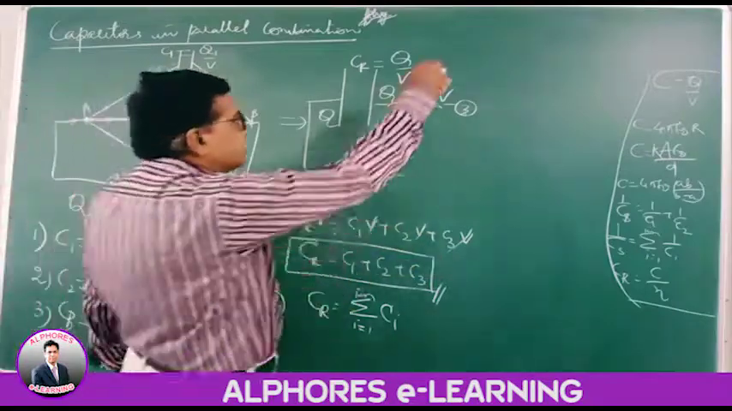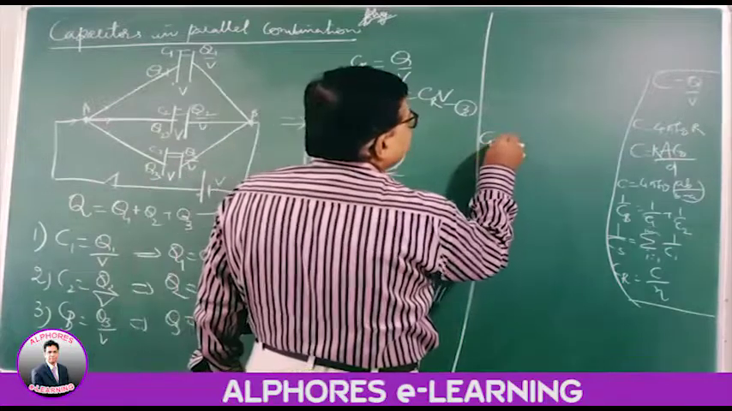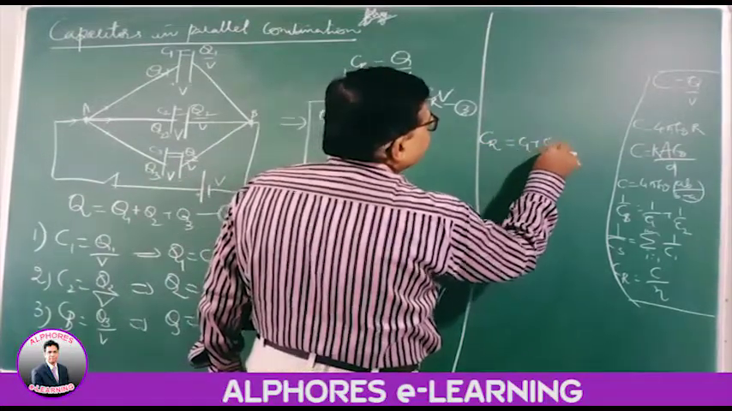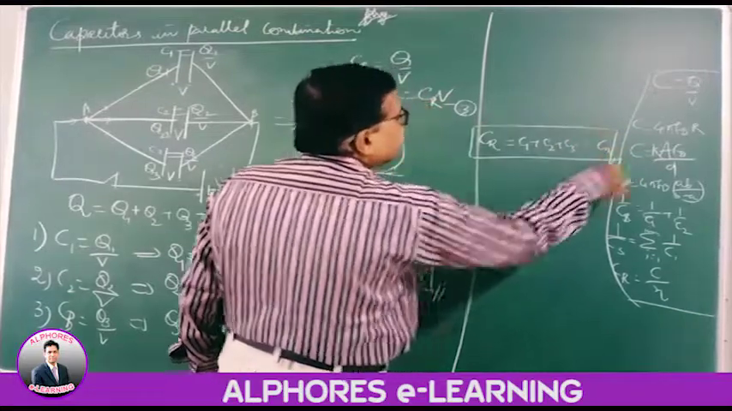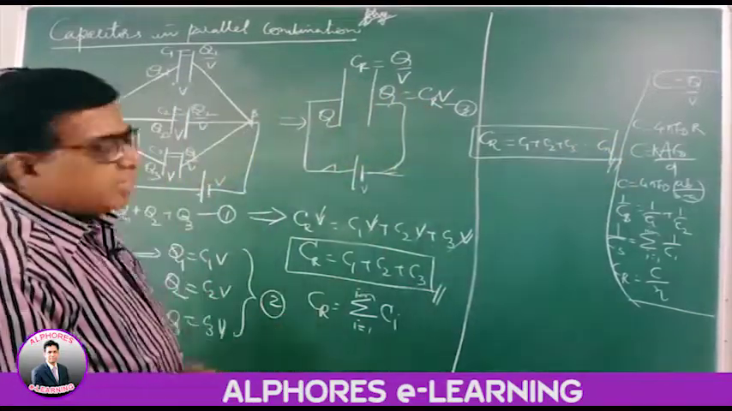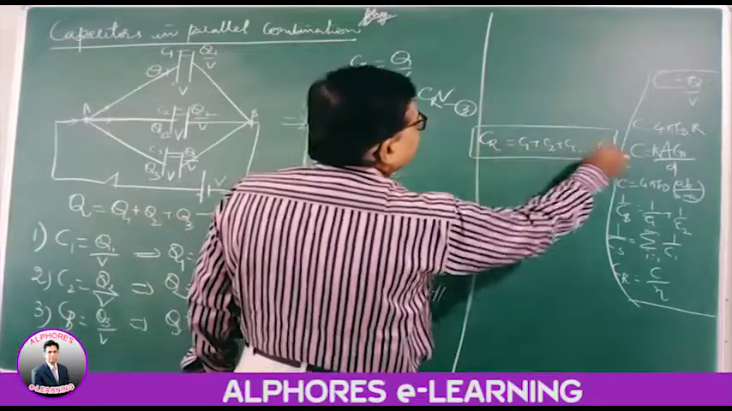If there are n such capacitors connected in parallel, then the resultant capacity is C1 plus C2 plus C3 up to Cn. This is the resultant capacity. In parallel combination, the resultant capacity is the algebraic sum of all.